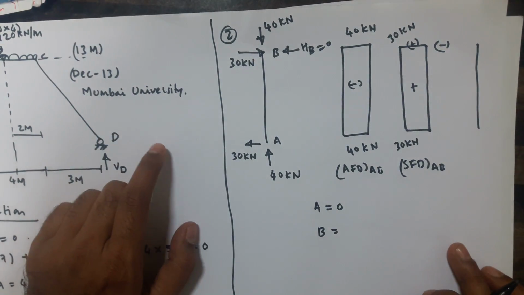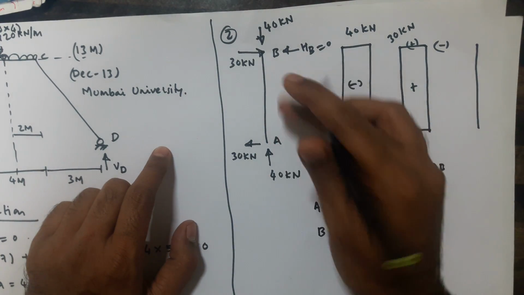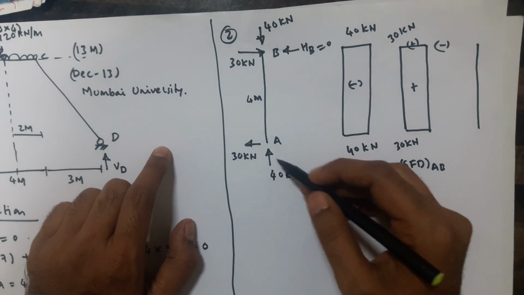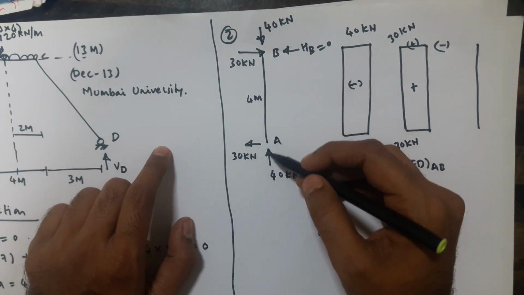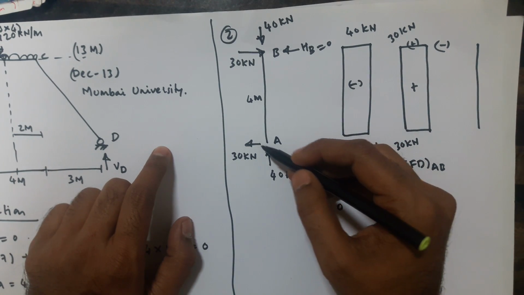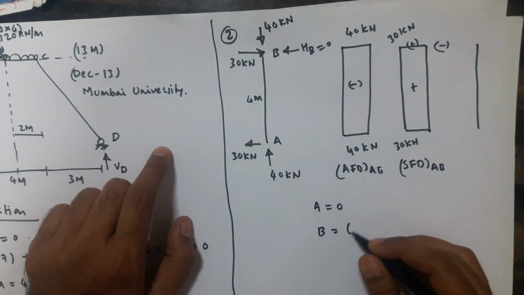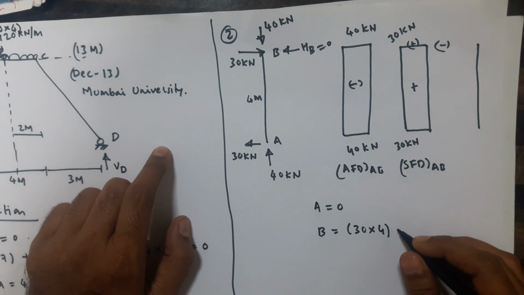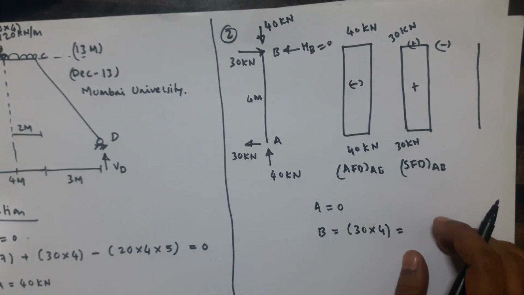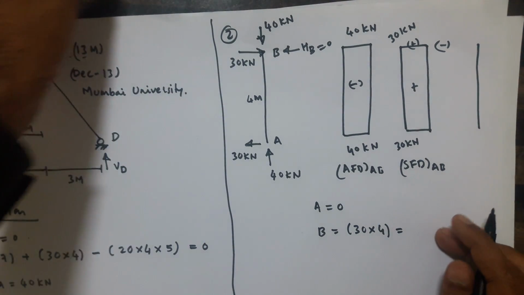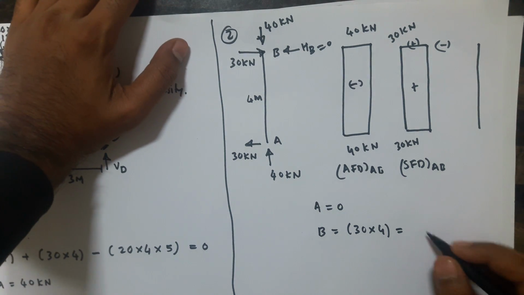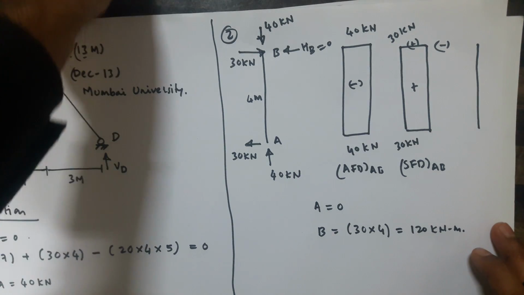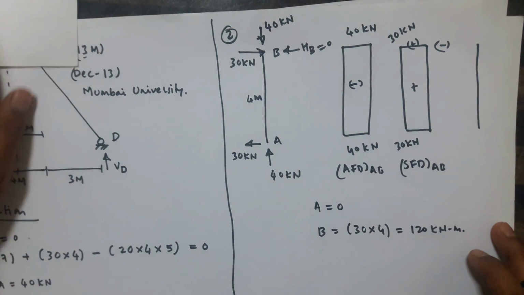A to B, left to right, 30 into 4, the perpendicular distance with respect to point B is 4. This is not coming into picture because we do not have any perpendicular distance. So 30 into 4 will come into picture, and this is creating a clockwise moment. So 30 into 4 gives 120 kilonewton meter. So we are done with the analysis of member AB.